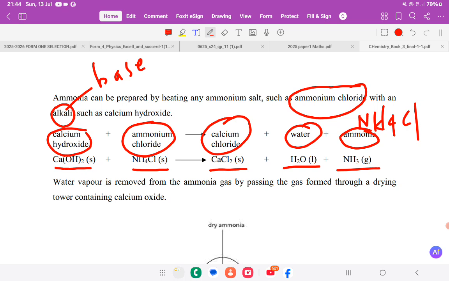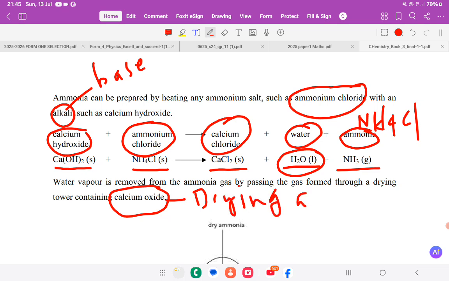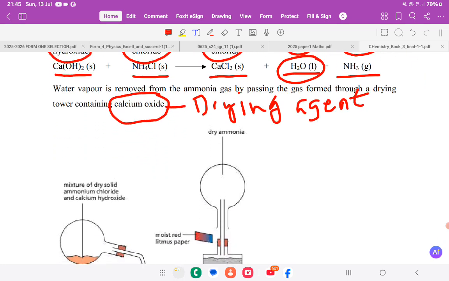All right, so from the reaction you see that there is water. So water is not desirable, therefore it has to be removed. Water vapor is removed from the ammonia gas by simply passing the gas formed through a drying tower which contains calcium oxide. So calcium oxide in this case is the drying agent used. It's called a drying agent, whose use is to remove water vapor, to separate ammonia from water vapor.